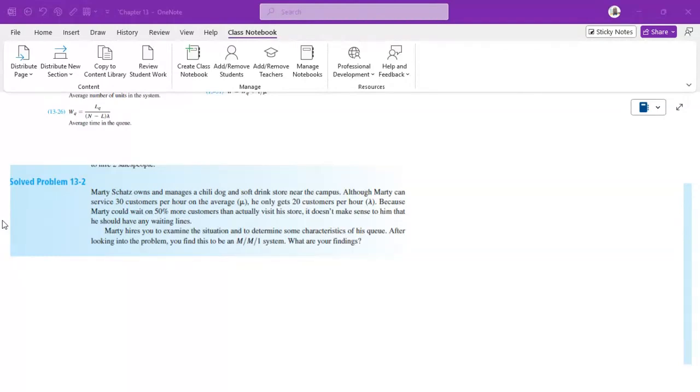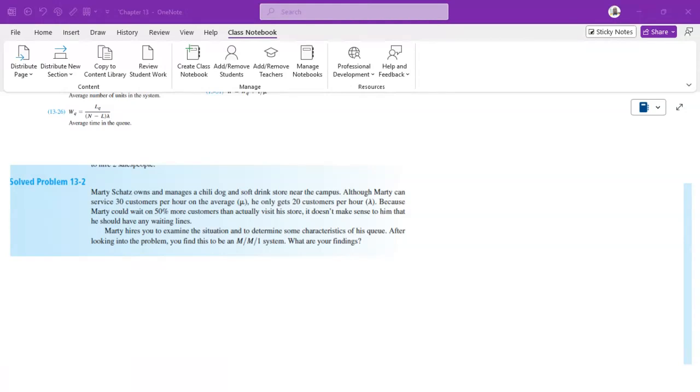Marty Schatz owns and manages a chili dog soft drink stand near the campus. Although Marty can service 30 customers per hour on average.